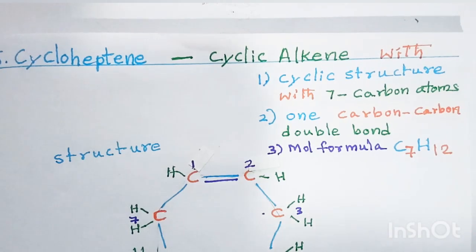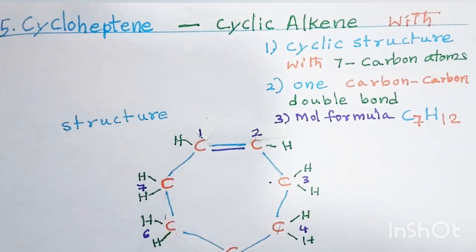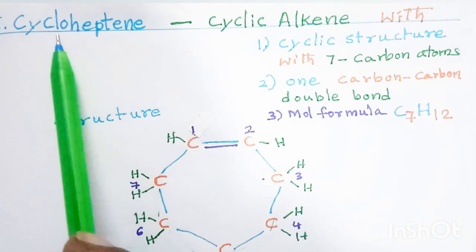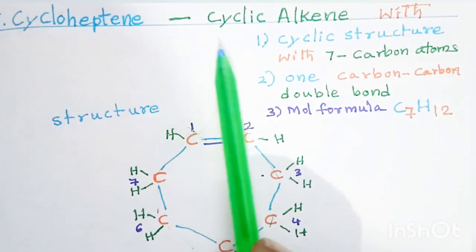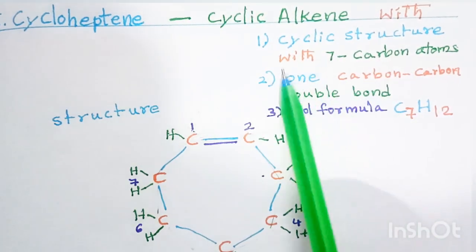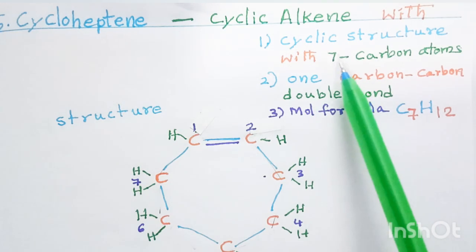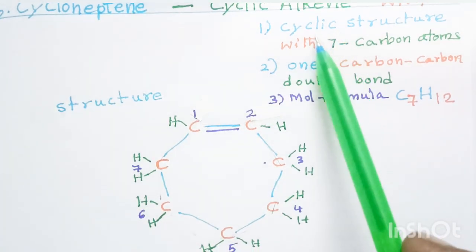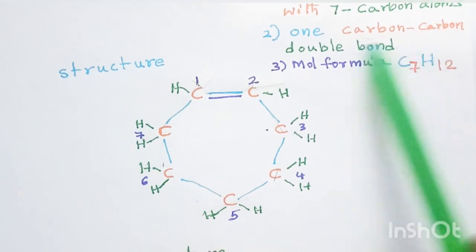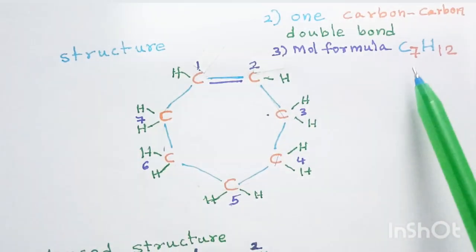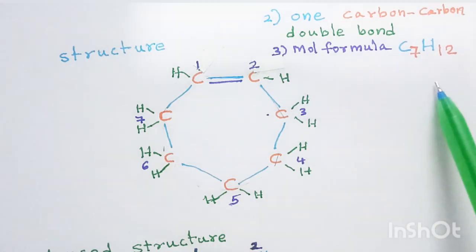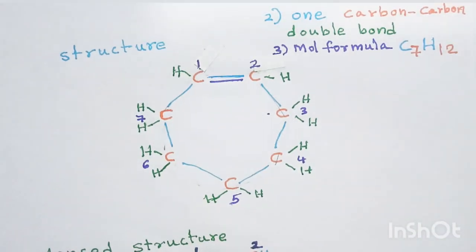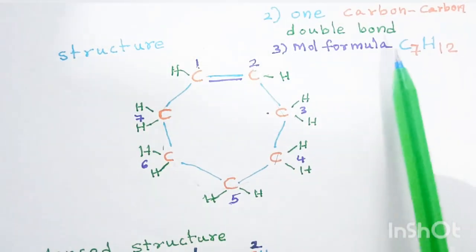Let us see the cycloalkene with 7 carbon atoms. This is called cycloheptene. Cycloheptene means a cyclic alkene with a cyclic structure and 7 carbon atoms. That is, it is a cyclic structure with 7 carbon atoms and 1 carbon-carbon double bond. And its molecular formula, now we can guess, is C7H12, because 7 doubled will be 14, minus 2 will be 12. So it is C7H12.